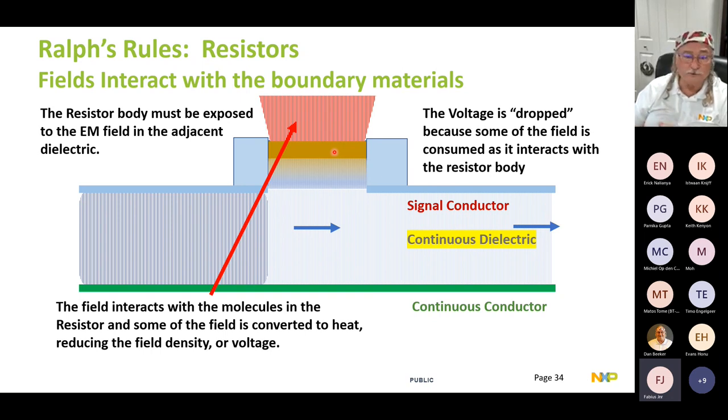But you have to know that you're going to do that kind of thing at a penalty. It's going to reduce the efficiency of the resistor, in this case working with the field in the dielectric, and it's going to cause some crosstalk or some interaction between fields that could indeed make your design fail EMC.